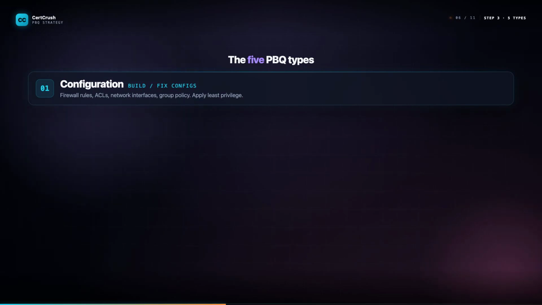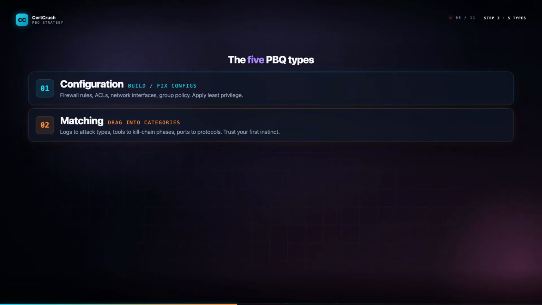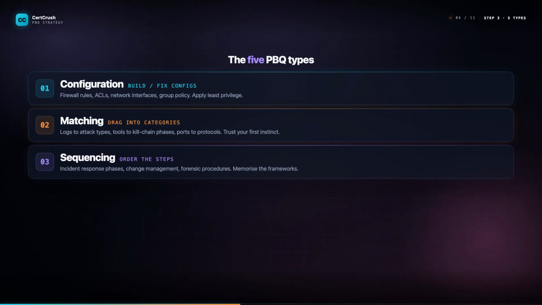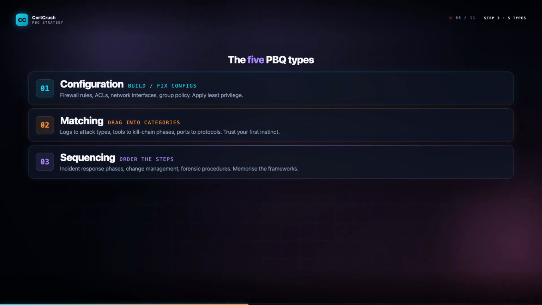The second type is matching or classification. You drag items into categories, log types to attack types, tools to phases of the cyber kill chain, ports to protocols. The trap here is second guessing. Trust your first instinct, because matching questions reward preparation, not rumination. The third type is sequencing. You are ordering steps in a process, incident response phases, change management steps, forensic procedures. If you have memorized the standard frameworks, these are free marks. If you haven't, they are brutal.